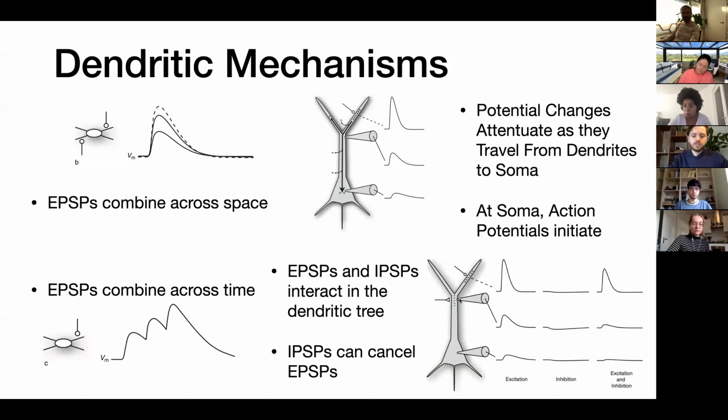If you then have an inhibitory postsynaptic potential somewhere as this potential is flowing towards the soma, what you see is that it can cancel out that excitatory potential completely. So not only do you have this complex set of different interactions that can happen in the dendritic tree by virtue of combinations of excitatory postsynaptic potentials, you also have all these inhibitory postsynaptic potentials that can shape the flow of information in the dendritic tree.